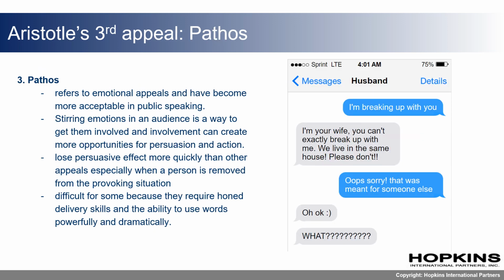Pathos refers to emotional appeals. Aristotle was suspicious of too much emotional appeal, yet this appears to have become more acceptable in public speaking. Stirring emotions in an audience is a way to get them involved in the speech, and involvement can create more opportunities for persuasion and action. Imagine the amount of pathos used when boyfriends and girlfriends argue with each other whether they are breaking up or getting back together. In breakup situations, we use far too much pathos and maybe not enough logos.